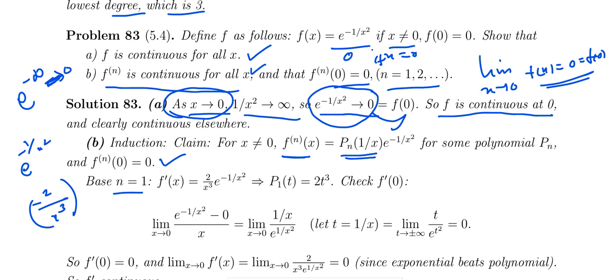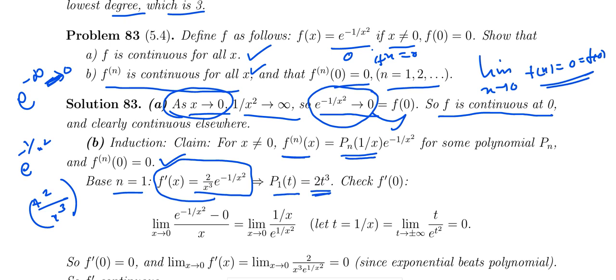Already there is a minus, so this becomes plus. So 2 by x cube into e power minus 1 by x square for the first derivative. That is p1 of t equal to 2t cube, taking 1 by x equal to t. That is the p1 function.